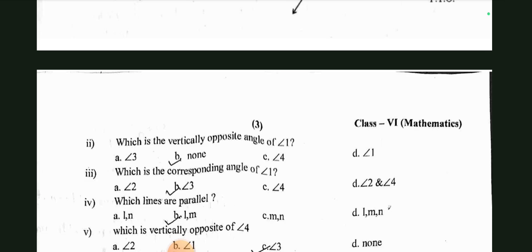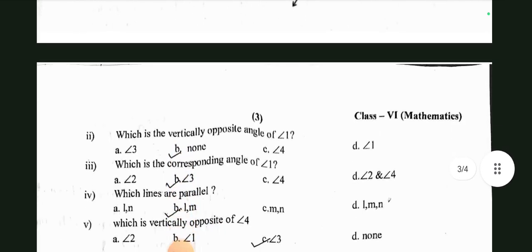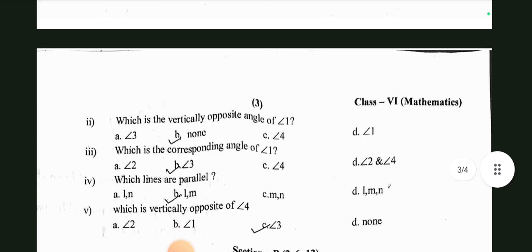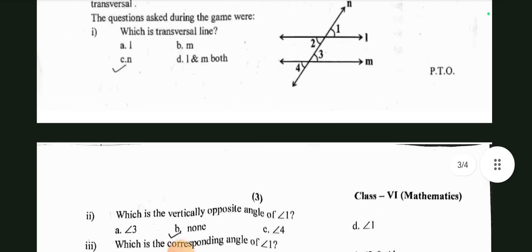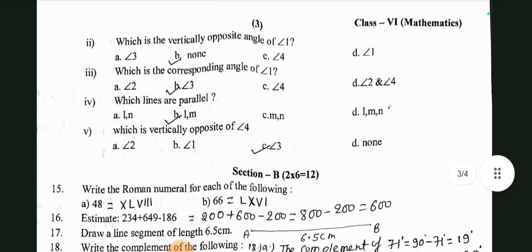Question 4, which lines are parallel? Here L and M are given as parallel. So the right option is B. Question 5, which is vertically opposite to angle 4? The vertically opposite angle of angle 4 is 3. So the right option is C.